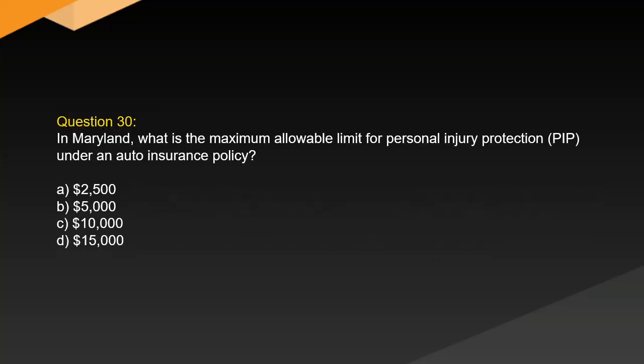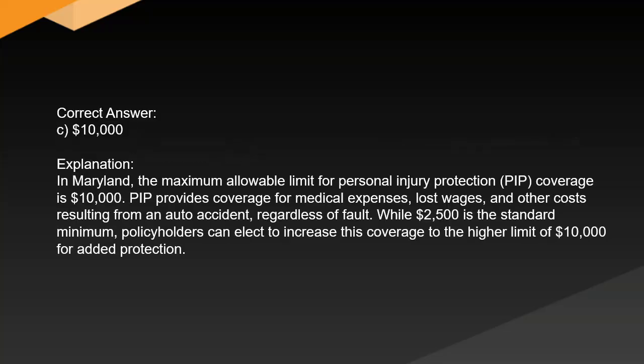Question 30. In Maryland, what is the maximum allowable limit for personal injury protection, PIP, under an auto insurance policy? A. $2,500. B. $5,000. C. $10,000. D. $15,000. Correct answer: C. $10,000. Explanation: In Maryland, the maximum allowable limit for personal injury protection, PIP, coverage is $10,000.